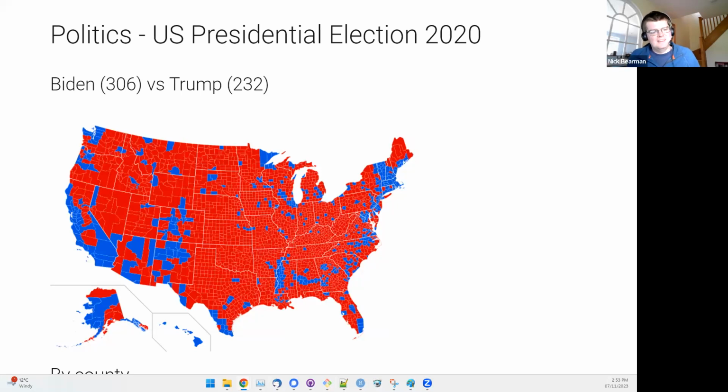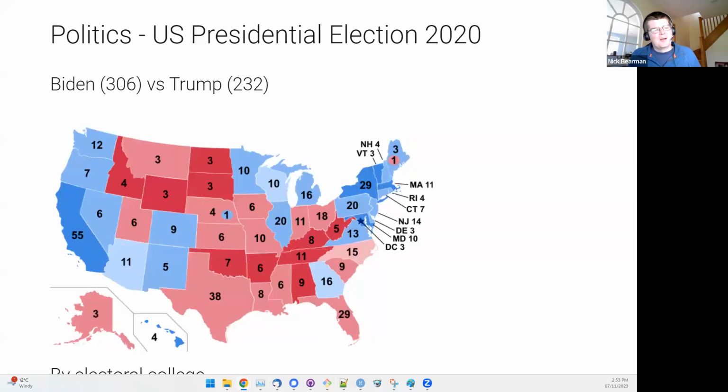So this is the US presidential election from 2020. So this was Joe Biden against Donald Trump. How we represent this data had a lot of interesting discussions. So this is one example of the maps that came out after the results day, looking at it by county. At first glance, you might think Donald Trump's the winner there. He's got more red squares than Biden with blue squares. But it's not that straightforward.